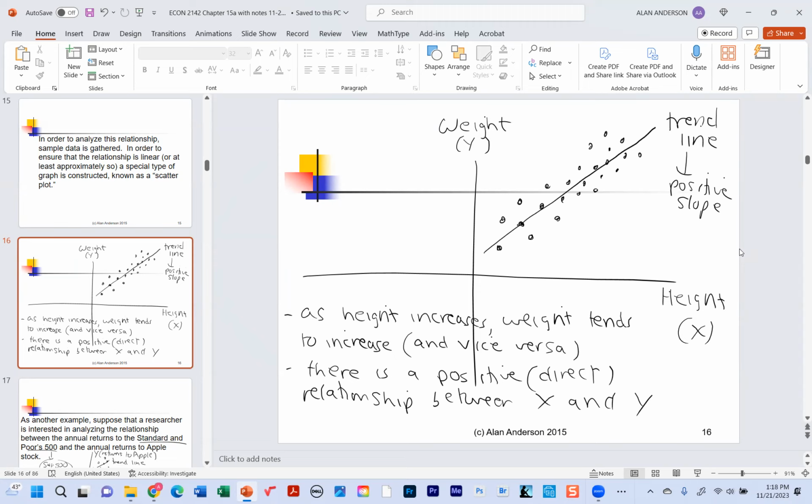But right now, I just want you to see that there's a positive slope, which means that, of course, taller people on average should be heavier than shorter people. And once we have the actual data, we can figure out exactly how much being taller adds to your weight compared to being shorter. We also see that it's a linear relationship, so we can feel free to use regression analysis.